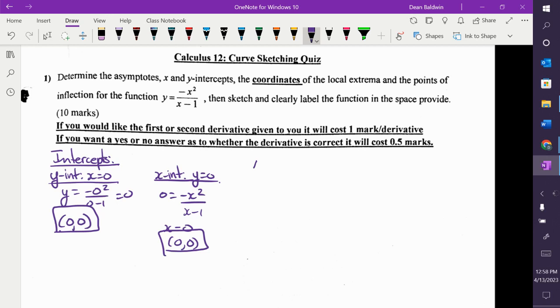Now we'll do asymptotes. All right. The vertical asymptotes are what? How do you find them? What makes the denominator equal to 0? In this case, 1.